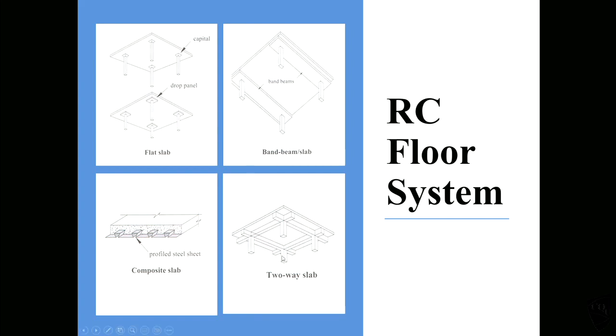So this is the two-way slab. You can see the slabs are supported by beams on all four sides. So the load will go in those beams as well as those beams. So that's two-way load transmission. So that means a two-way slab.